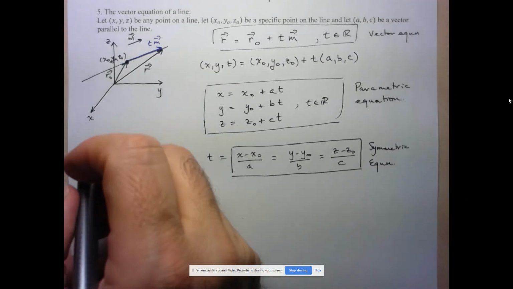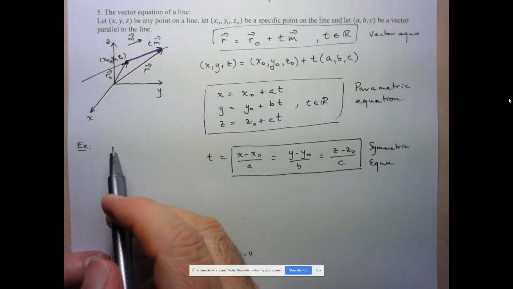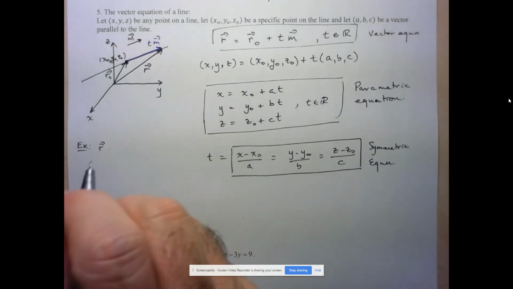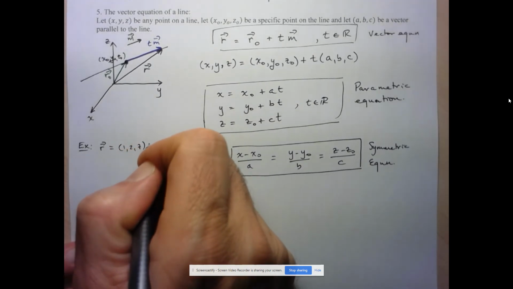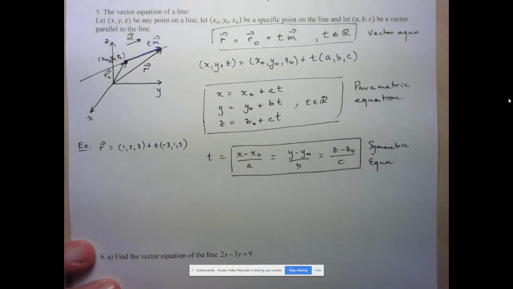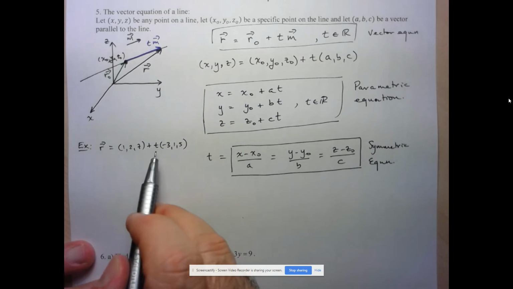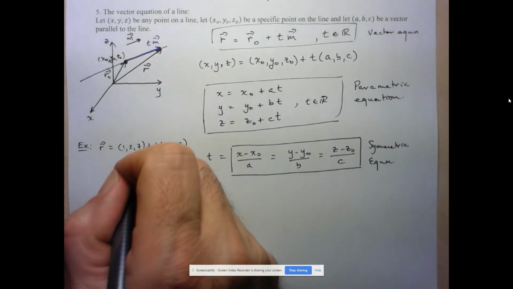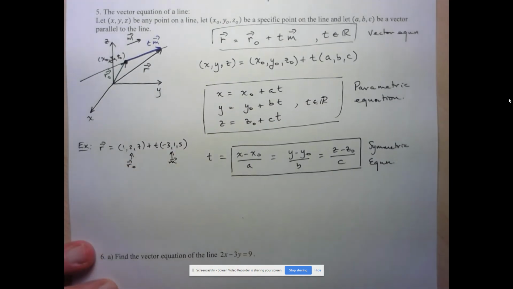So let's come up with some examples here, and I'm not going to make any effort to make them all the same. Let's say I'm given something in vector form: r equals (1, 2, 7) plus t times (-3, 1, 5). You should be able to determine, based on the fact that this vector is multiplying the t, that it represents the direction vector, and the other represents the vector to the specific point on the line.